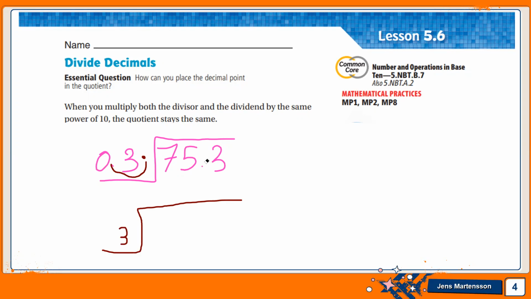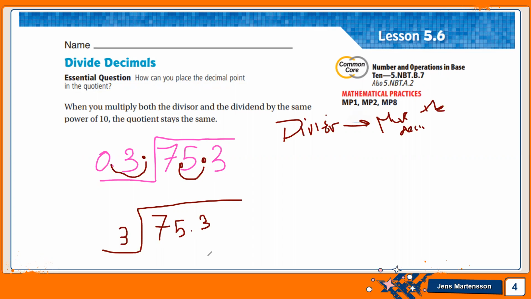So the decimal point is here. I will move it only 1 digit. So it comes as 75.3. So this is only 2 steps. The first step, go to the divisor and move the decimal point. Second step, go to the dividend and then move the decimal point.